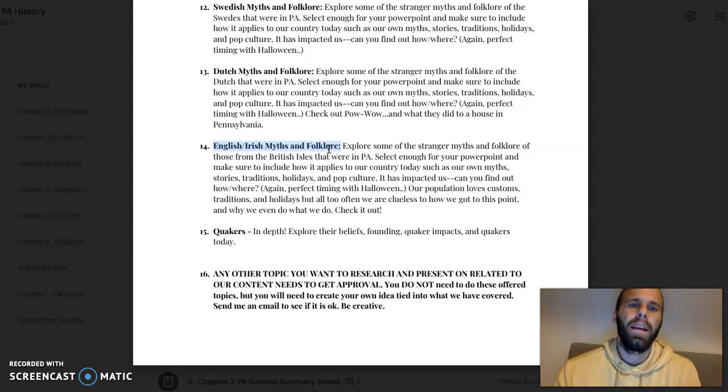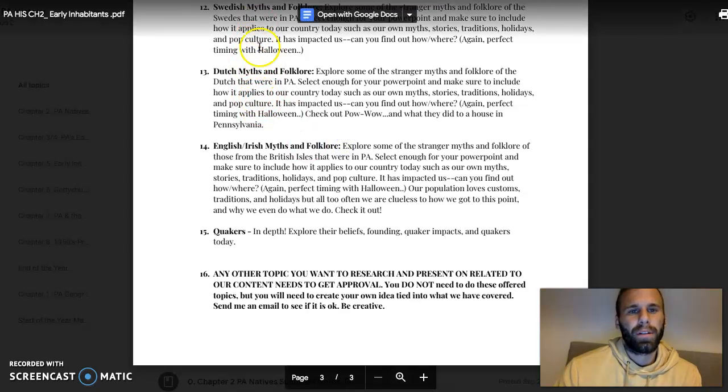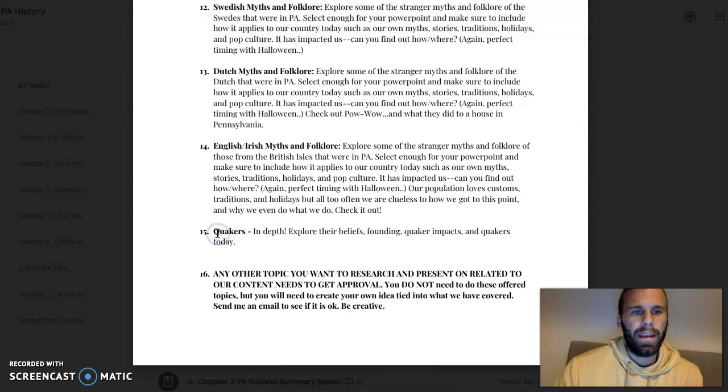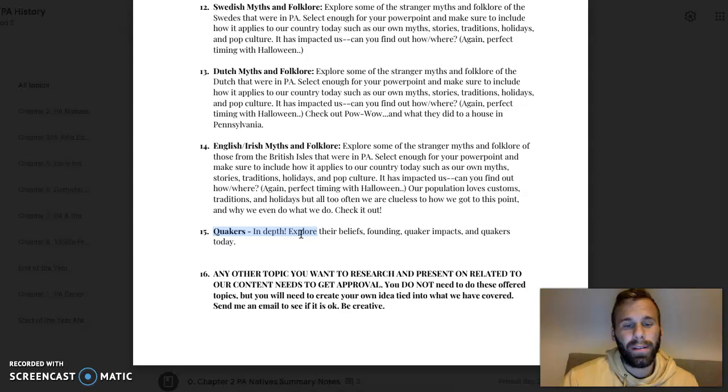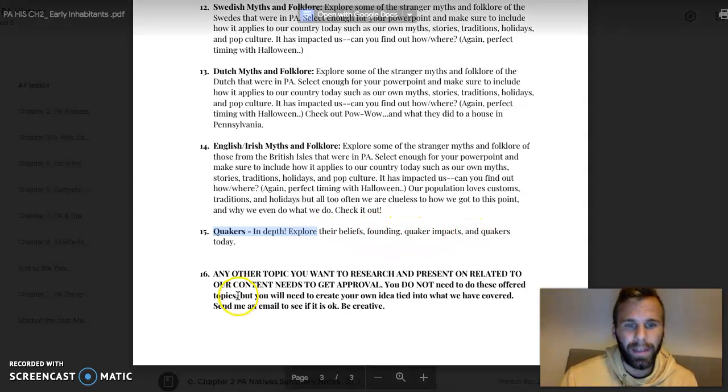All right, 14, English and Irish myths. Again, it's pretty much the same directions with all of these, so take a look at it. And then Quakers. Tell me in depth, what do the Quakers believe? When were they started? Why were they started? How is it different from Christianity? Has it adapted and progressed? Have they impacted our society, our government? Can you tell me about historic Quakers back then? Can you tell me about Quakers today, and so on?